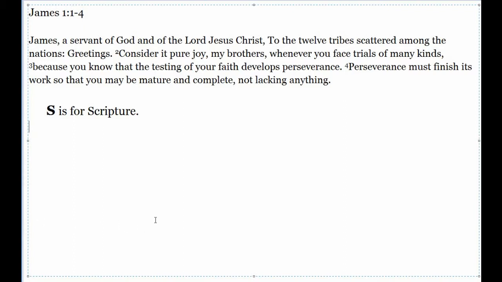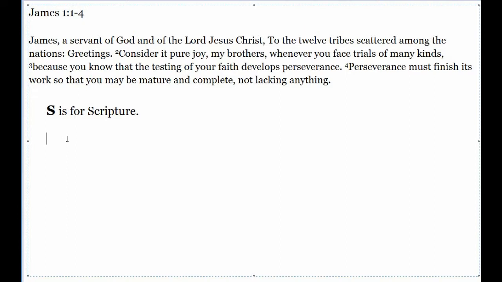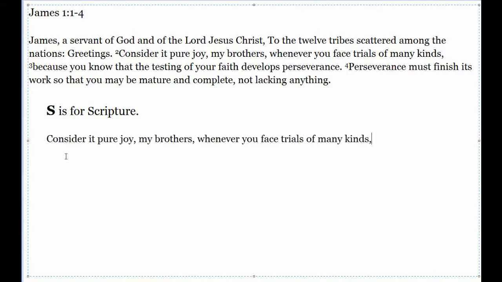What that means is look over the passage, read, take it in, and perhaps if you have a journal, you might want to write down, or you might just mentally focus on one verse or one idea. In our example, maybe it's this section here. Consider it pure joy, my brothers, whenever you face trials of many kinds. That might be the area that you realize is the focus that you want to have for Scripture. You want to write that down.